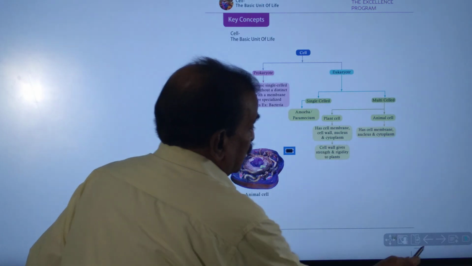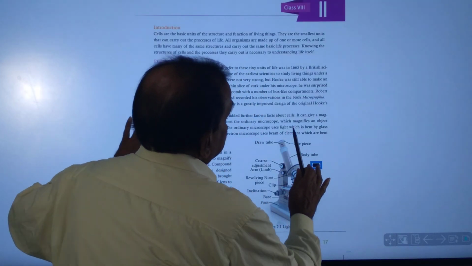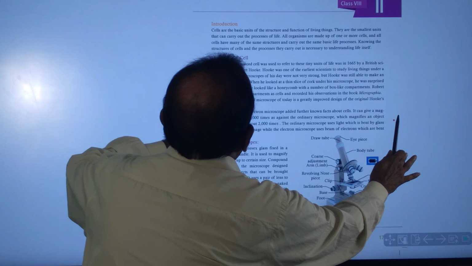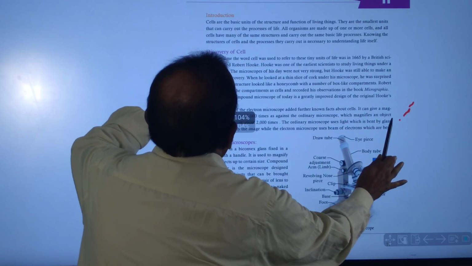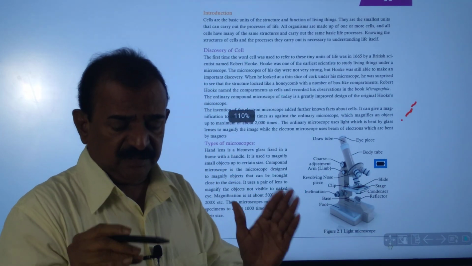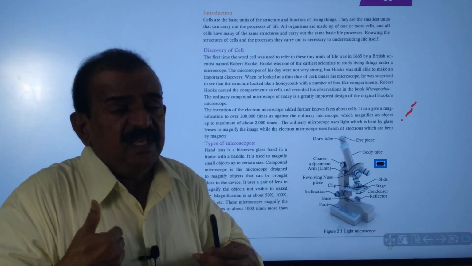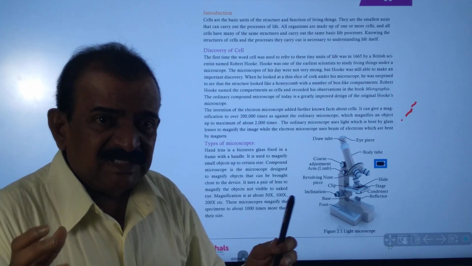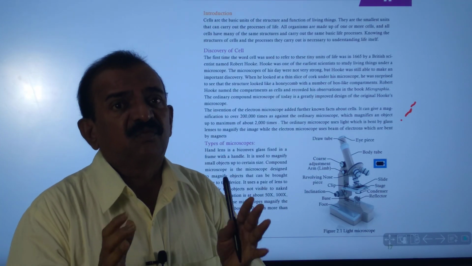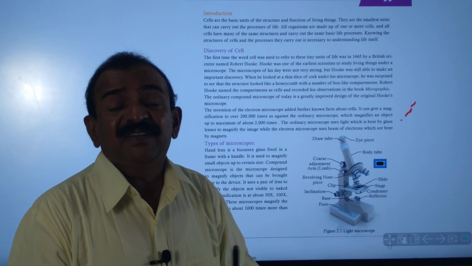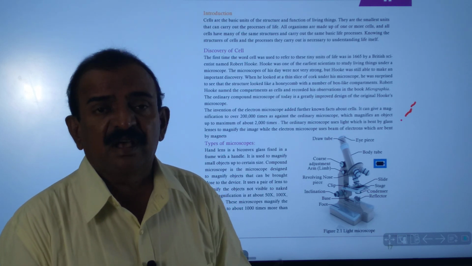Now we need to discuss the introduction, which is given first. We need to understand what a cell is. Our body is made up of cells. The cell is called the structural and functional unit of a living organism.